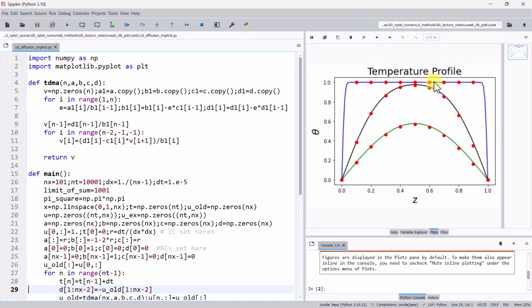So you can clearly see that these red dots are falling exactly over the line, and that way I can say that my numerical solution and analytical solution are going well, as we have seen in the explicit solution. So result wise, there is not much of a difference between explicit and implicit solution, at least for our case. However, as we will see later on, it will be a more stable scheme.